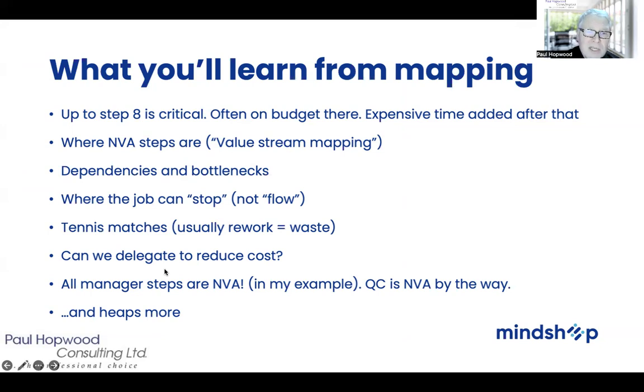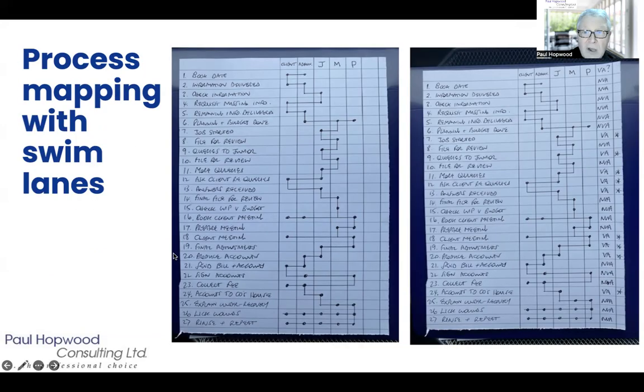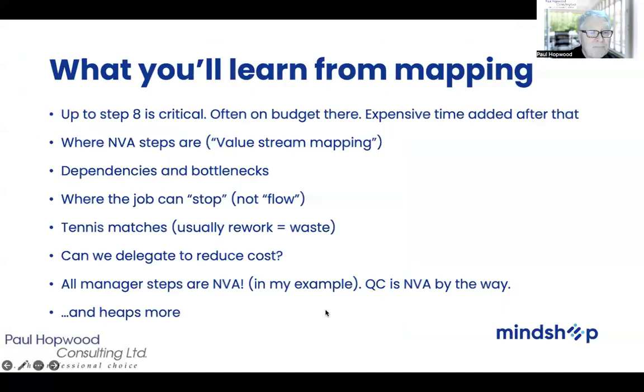Also, you'll maybe notice where you can delegate to reduce cost. So going back, for example, the manager and partner are quite expensive animals. So question, do the manager and partner need to do all these things? Could we actually delegate those to the junior or to the admin person to get them done by a cheaper person or a cheaper machine? So it will show opportunities to do that. And also in this case, the interesting thing is actually every manager step is non-value added in my example, because quality control by definition is non-value added. So can we eliminate some of those steps? And you'll learn heaps more as well.